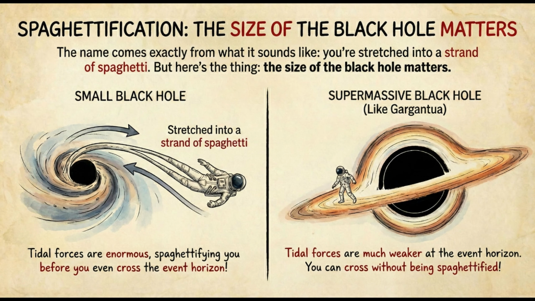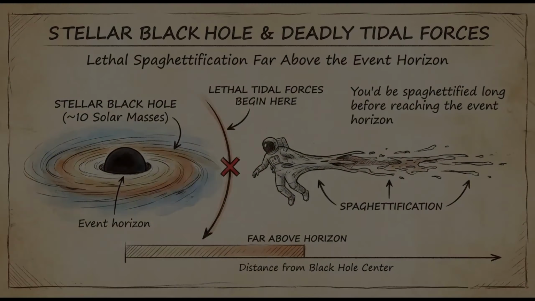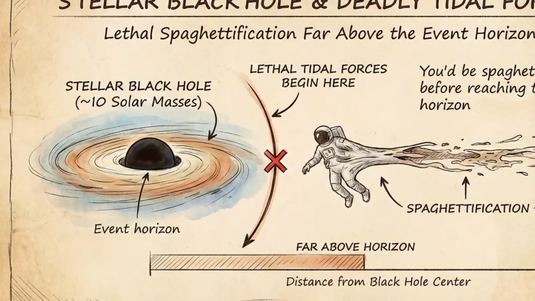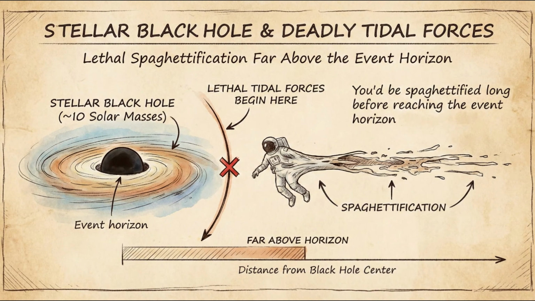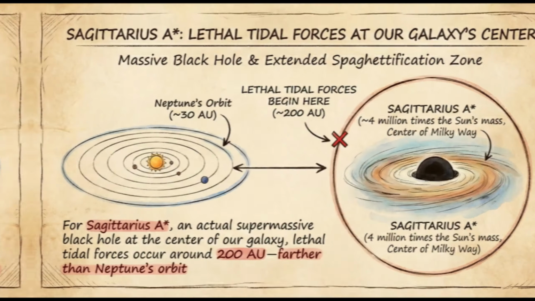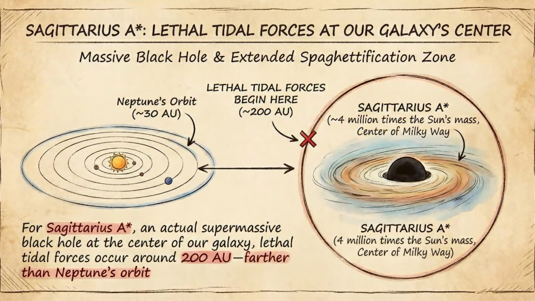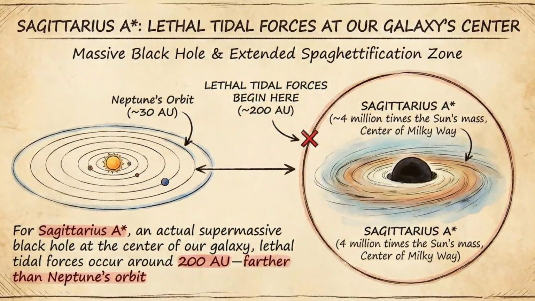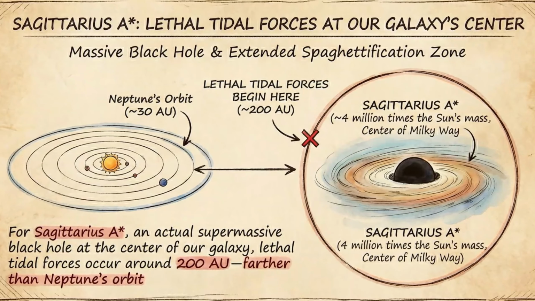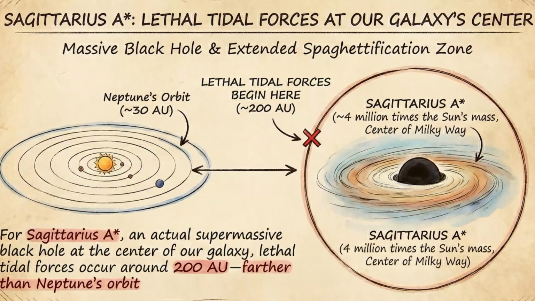But here's the thing, the size of the black hole matters. For a stellar mass black hole, about 10 times the Sun's mass, lethal tidal forces occur far above the event horizon. You'd be spaghettified long before reaching it. For Sagittarius A star, an actual supermassive black hole at the center of our galaxy, 4 million times the Sun's mass, lethal tidal forces occur around 200 AU, farther than Neptune's orbit.